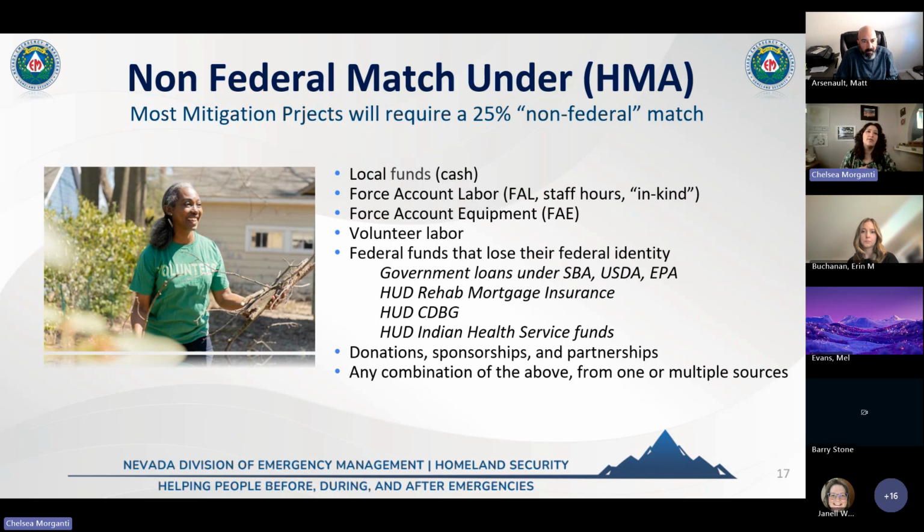There are some federal funds that lose their federal identity. We can talk through some of those donation opportunities, partnerships, and sponsorships that come from your neighboring jurisdictions or other entities that you might want to work with, or any combination of the above from one or multiple sources. This is something we can dig into a little bit as this training session goes on, and talk about the different ways that you can meet your match, not just cash.